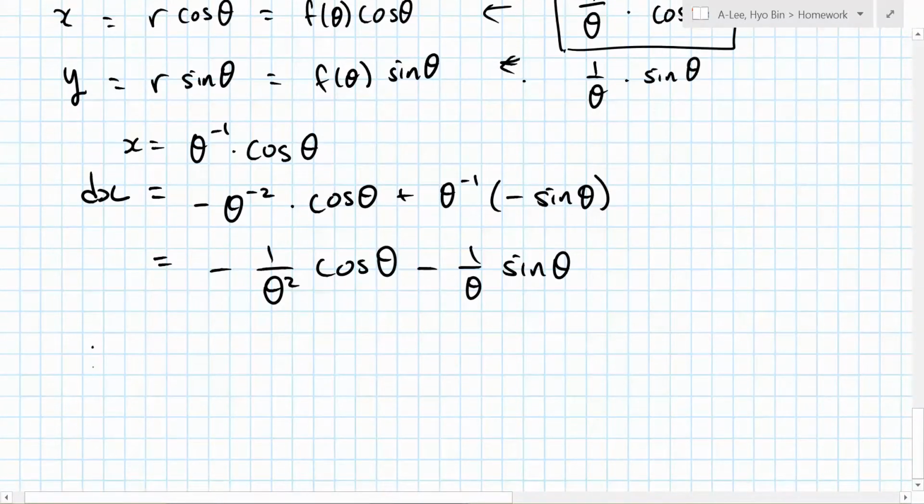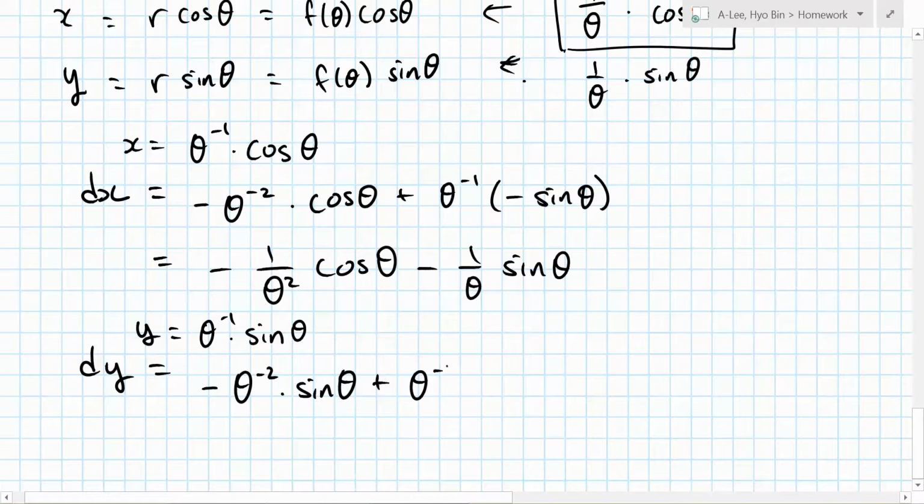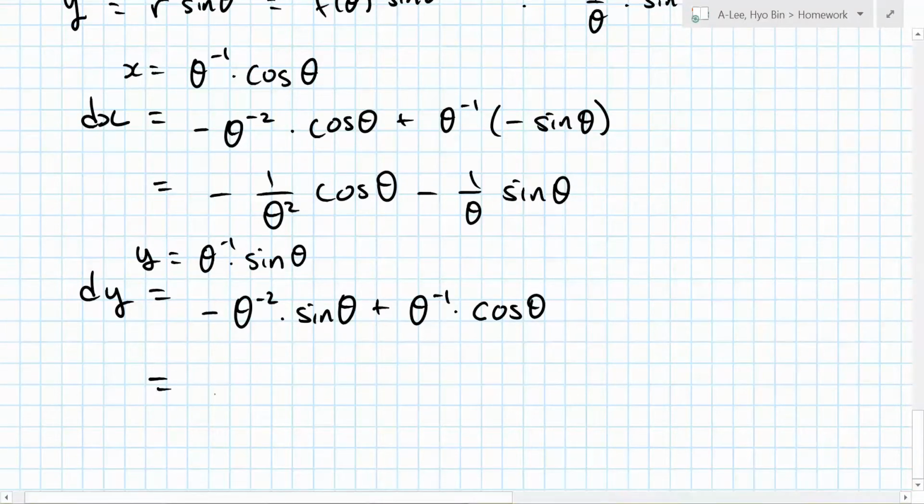So if I also want to get my dy, y was equal to theta to negative 1 times sine theta. So I'll do the product rule again: negative theta to the negative 2 times sine theta plus theta to the negative 1 times cosine theta. And I'll write that in a nicer way too: negative 1 over theta squared times sine theta plus 1 over theta cosine theta.